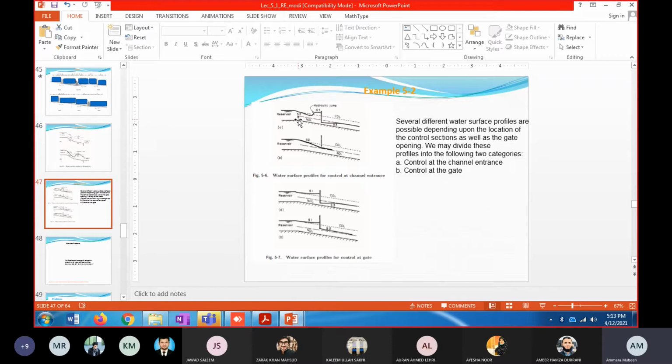This is because we have supercritical flow in part of the channel. I'm reading the text written with the question. If the control is at the channel entrance, then the channel discharge is not controlled by the sluice gate. This is because we have supercritical flow in the part of the channel length upstream of the sluice gate. Depending upon the gate opening, several different water surface profiles are possible upstream of the gate, as shown in figure 6A.